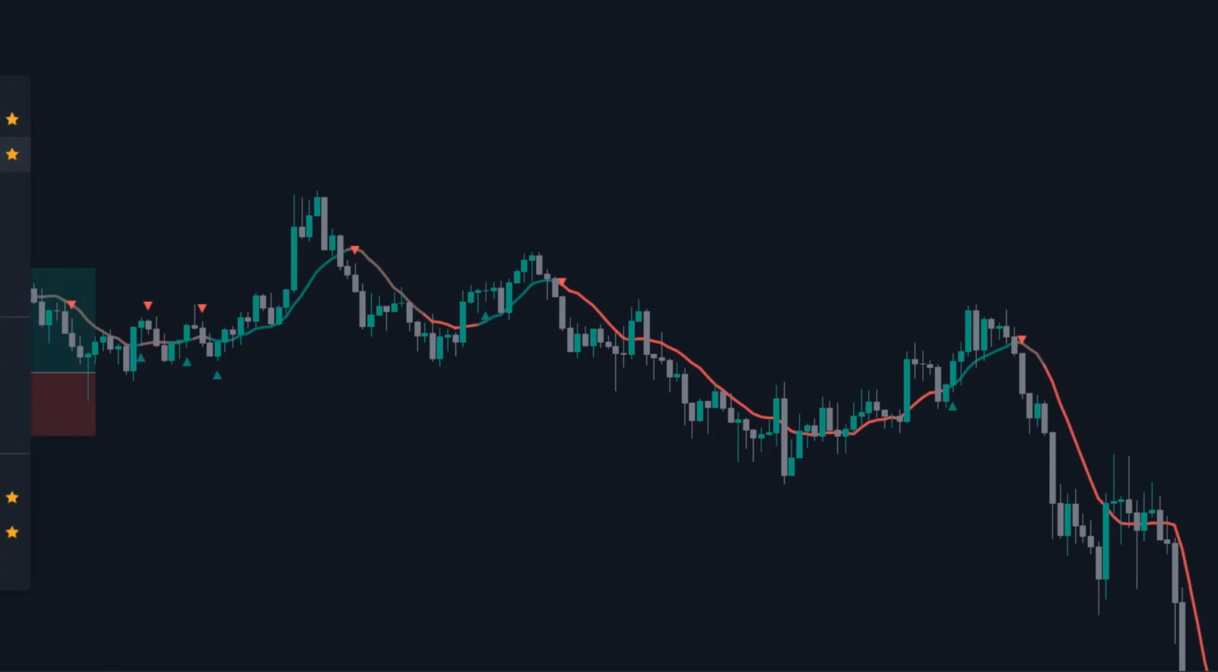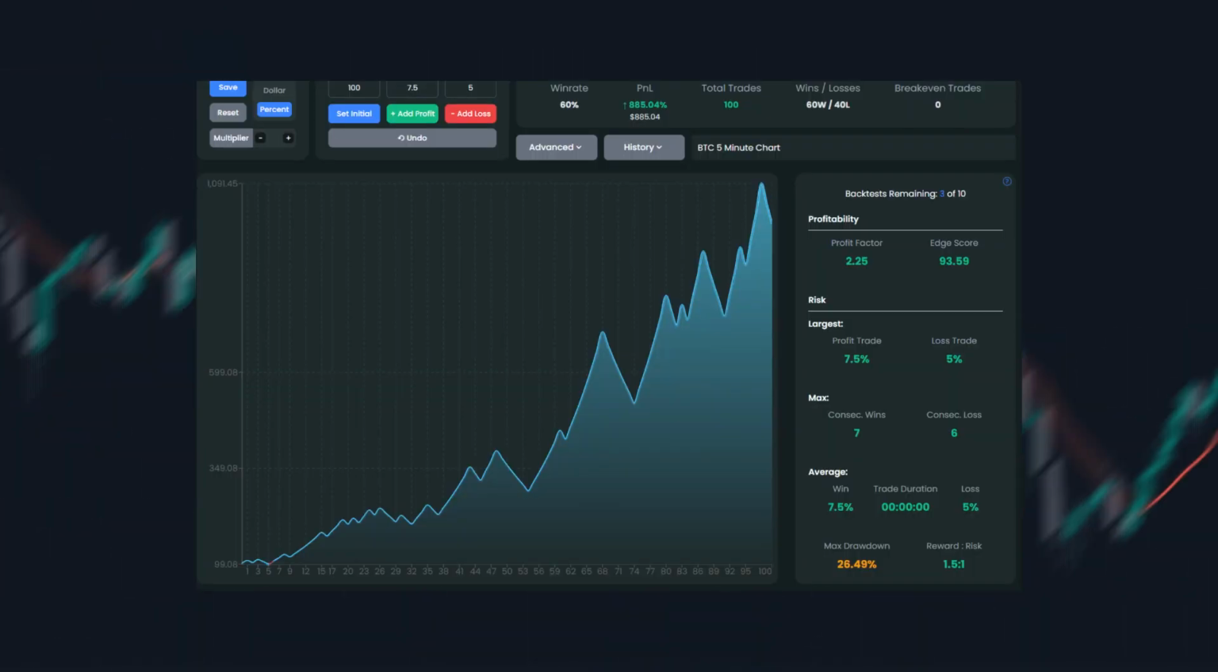Here are the backtesting results. This was used on a Bitcoin 5-minute chart.